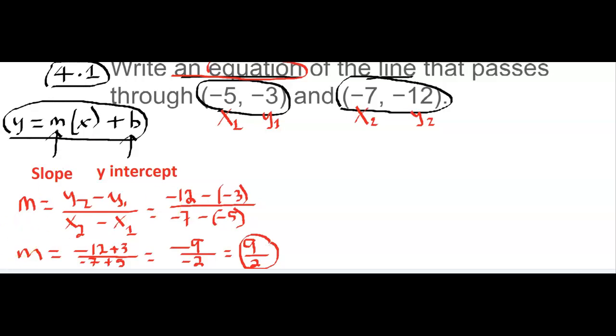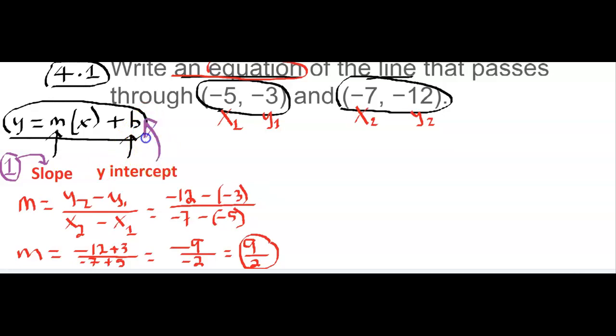So step number one, guys, let's go back. Step number one, you need to find the slope. That is step number one. Now the next step is you need to find the y-intercept.